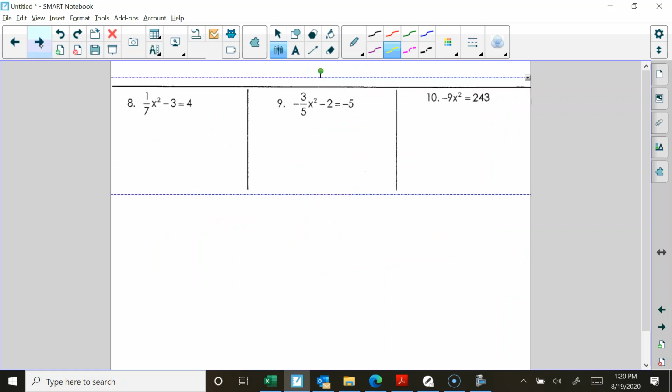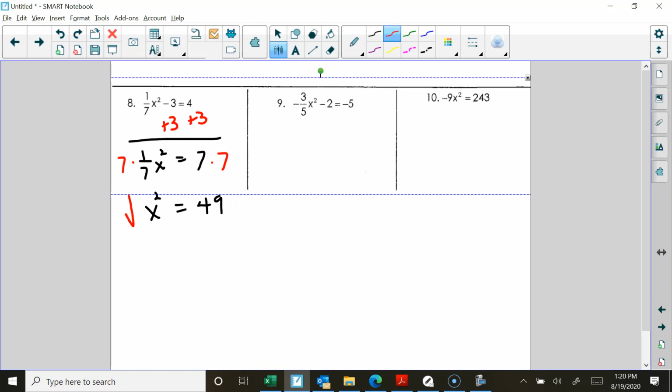All right, 3 quick ones. Add 3. Multiply both sides by 7. Square root both sides. Square root gives you the plus or minus. The square root of 49 is perfect. So you get 7 and negative 7. So those are your two answers.